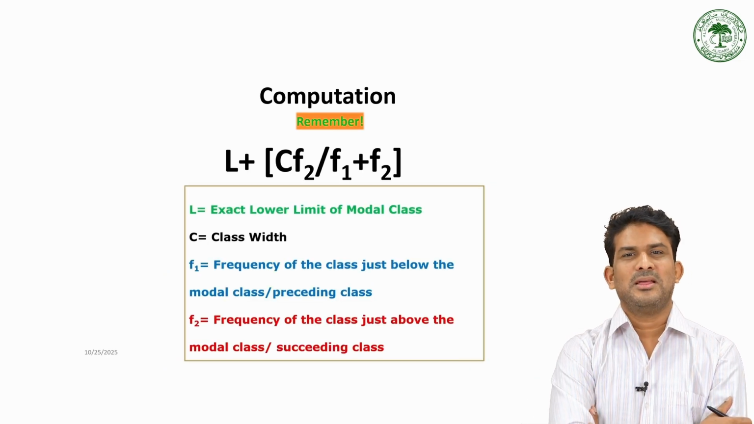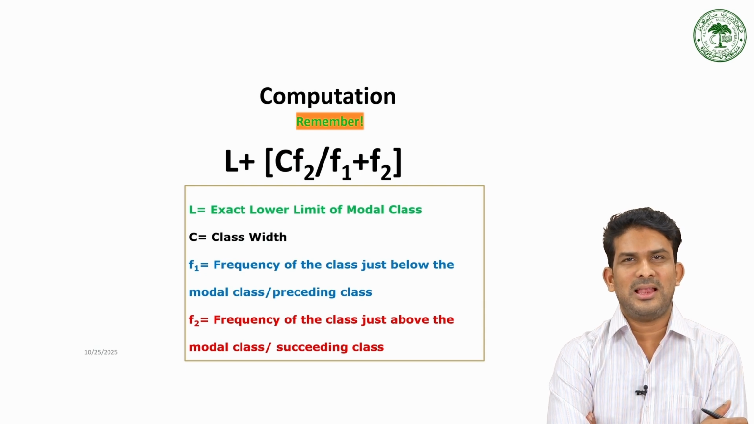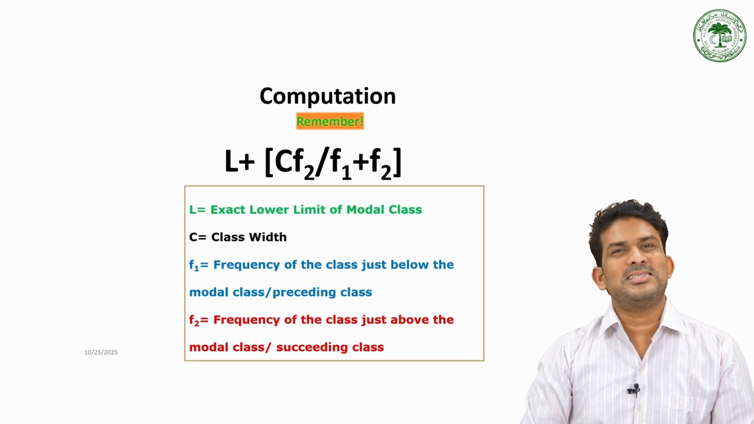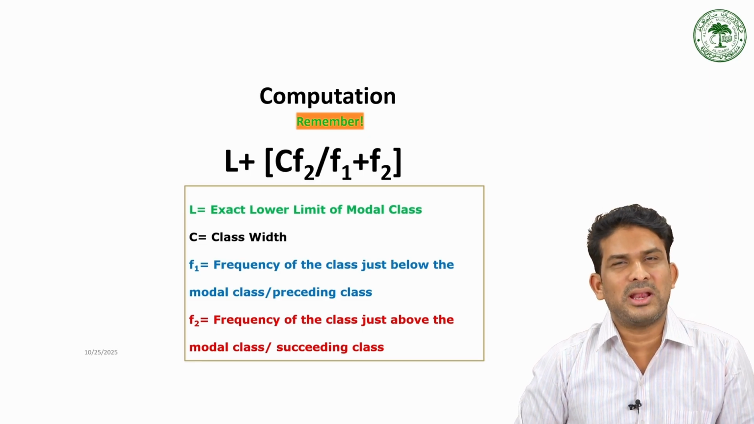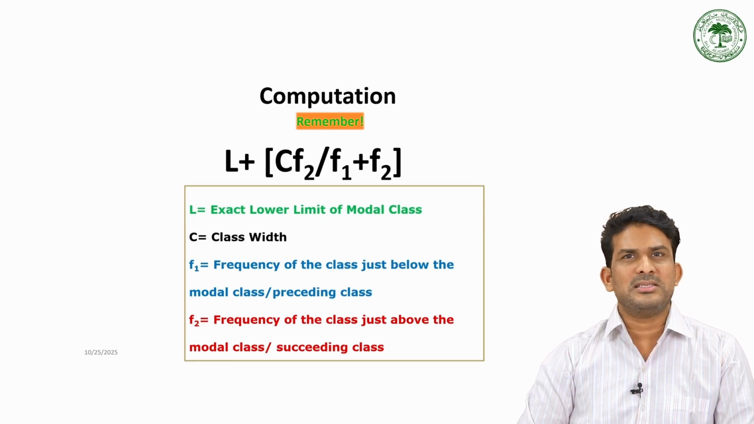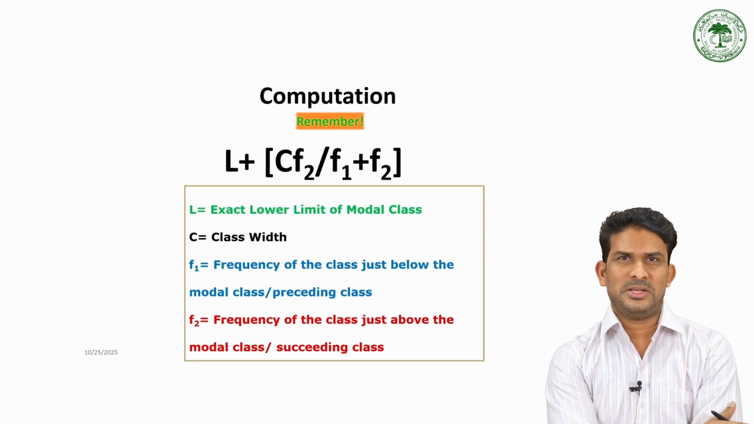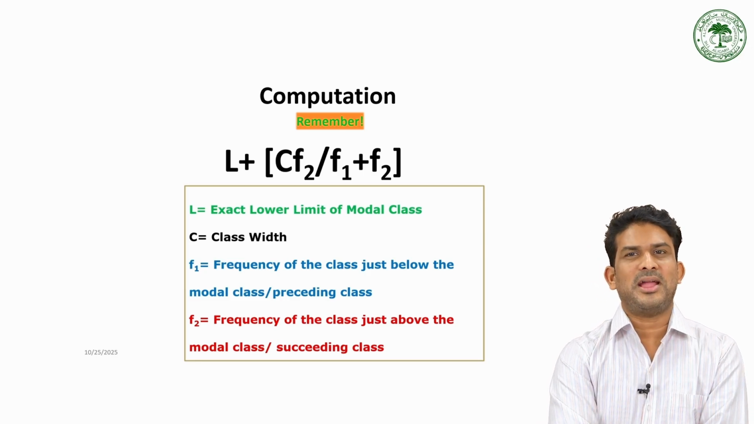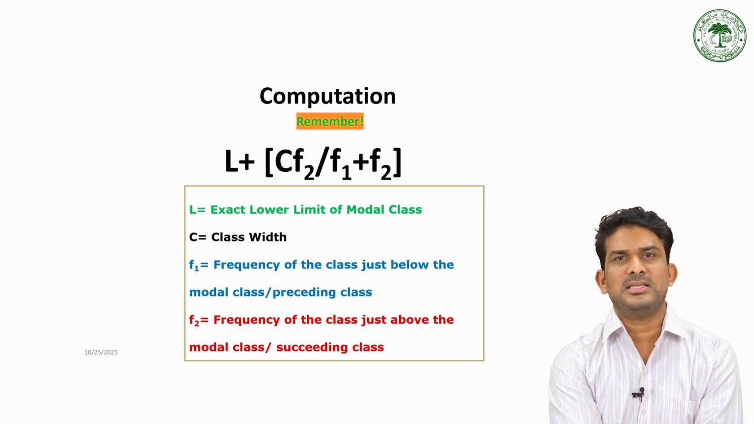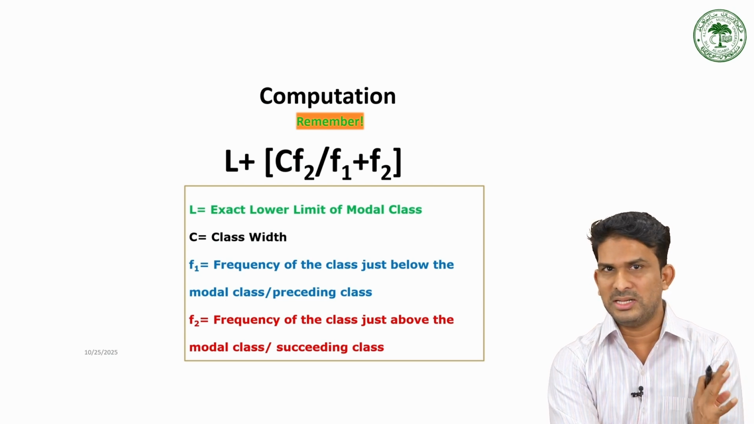Let's see now how to expand it. What is L, what is C, what is F1, what is F2? What is L? Exact lower limit of the modal class. Just like in the median, we identify the median class and find the exact lower limit. Same way here, we identify the modal class and find the exact lower limit. That is L. C is the class width. In the median, we mentioned H. It is C here.